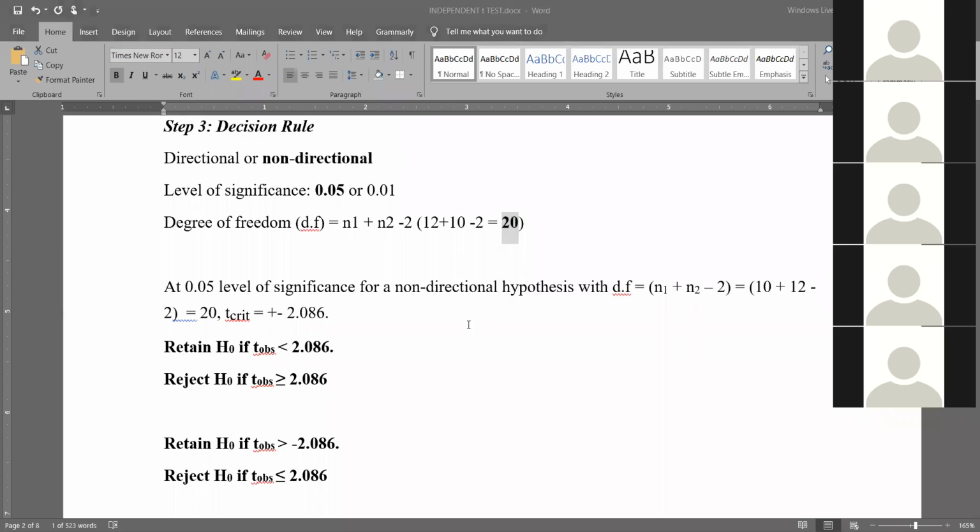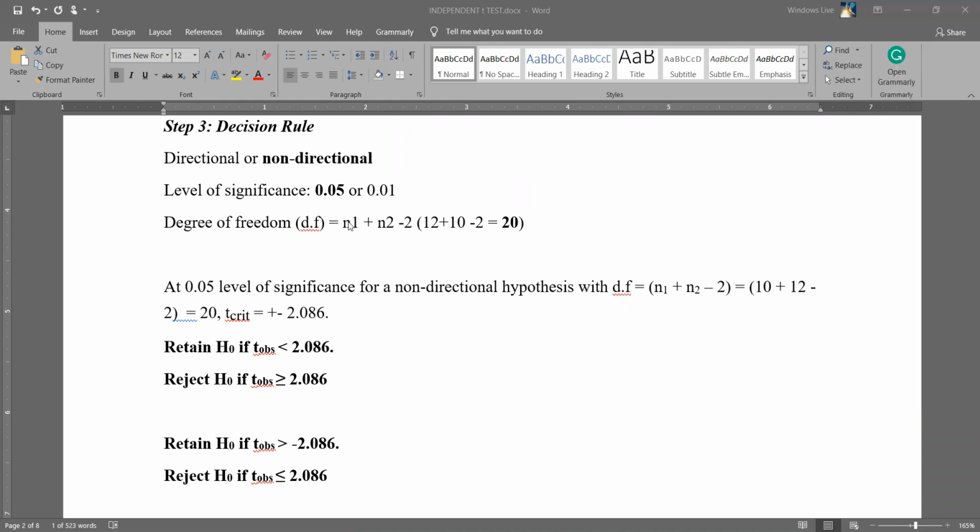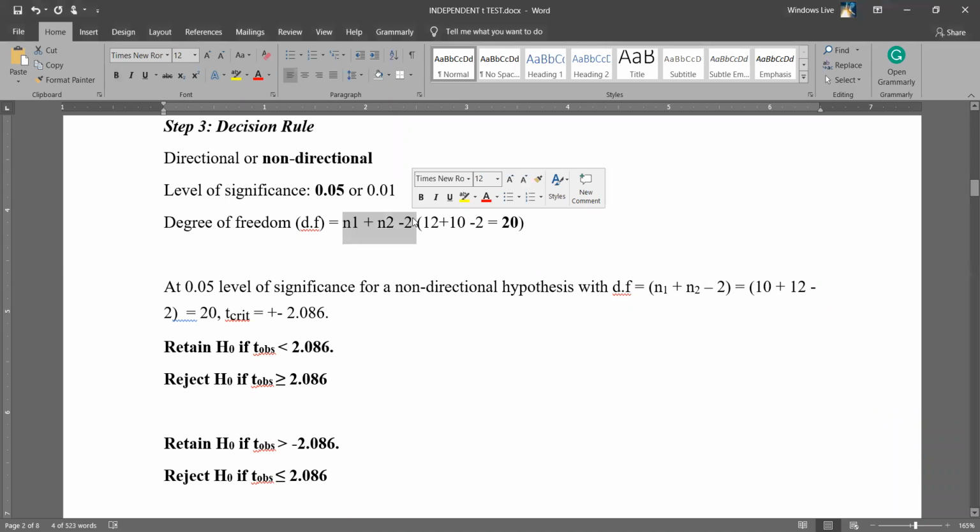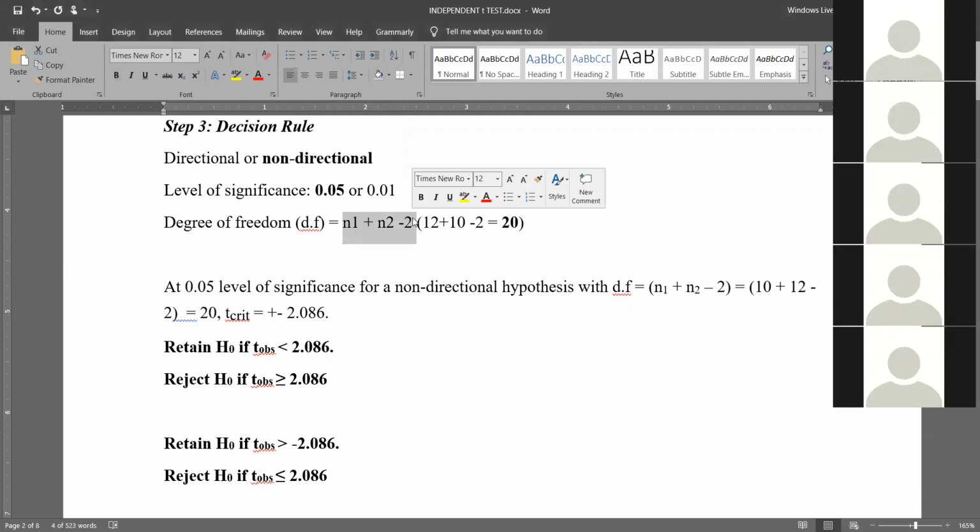All right, so please, any questions so far? Sir, please go back. Degree of freedom. Can you please go over the formula for the degree of freedom? Yes, degree of freedom, please. What do you want me to go over? Because you already have it. N1 plus N2 minus 2. N1 is for the total number of people within group 1. N2 is for the total number of people within group 2.